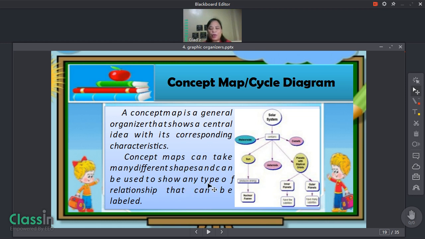And can be used to show any type of relationship that can be labeled. So in the concept map, we have, of course, the central idea on the top, and then it branches. It branches with more ideas or more information, showing the relationship with the central idea, or information which is still related to the central idea. So that is a concept map or a cycle diagram.